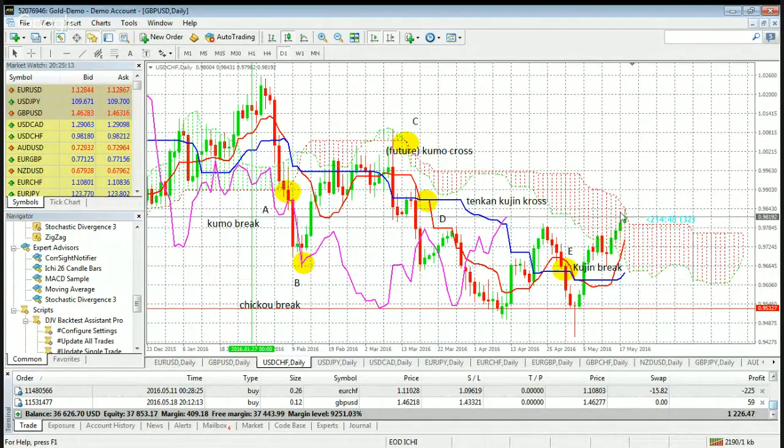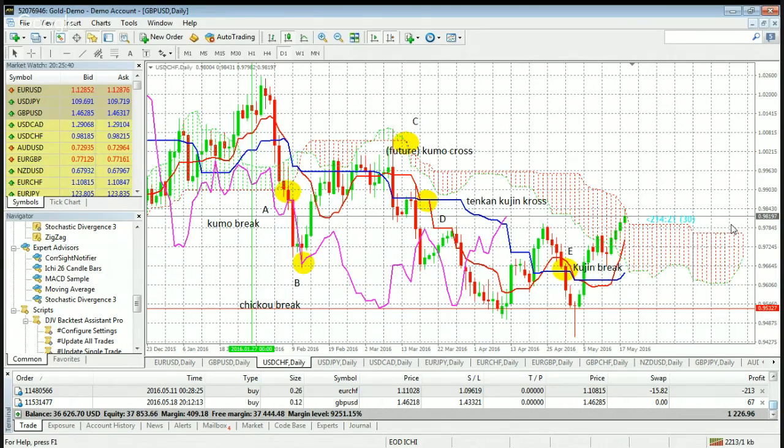So all in all, this Kumo break is going to be a very weak break, but I'm confident in taking it purely for the fact that I've got the Chikou span, so far at this point, clear from price. So the chances of this moving up with a bit more momentum is quite good. If you're still a little bit wary about it, rather wait for the future Kumo cross to come in.